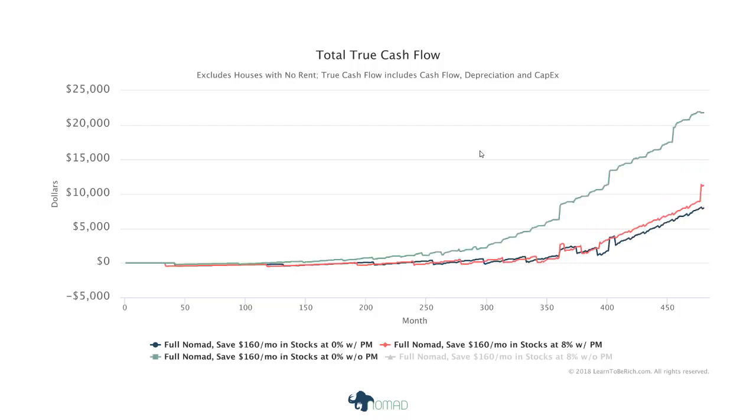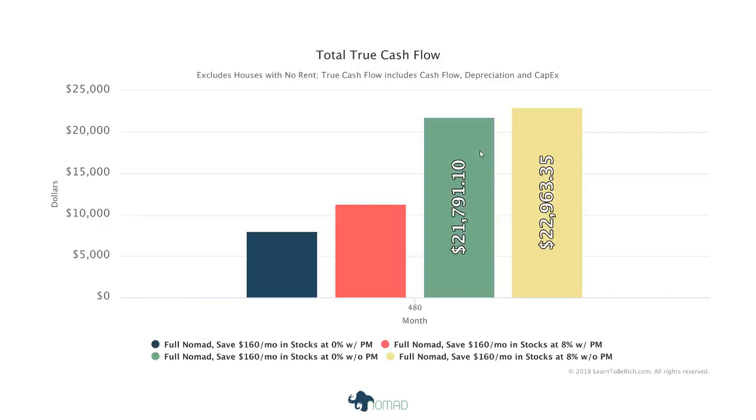Okay? This is the one where you have 0% return, but you're not hiring a property manager at all. And then here's the one where you're able to get no property manager and you're getting an 8% return. It's a little bit better, a little bit faster. Okay? But there's a big difference between these two. This is the difference in true cash flow.